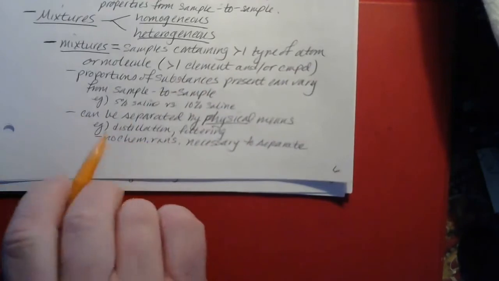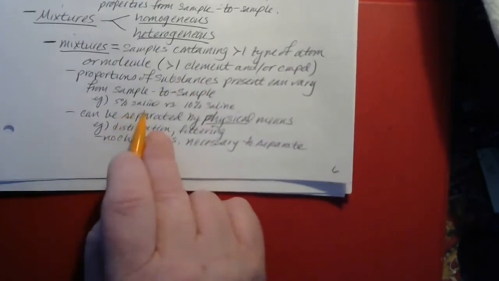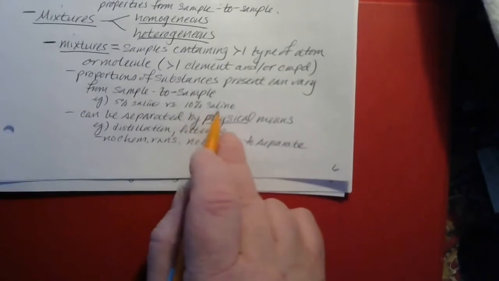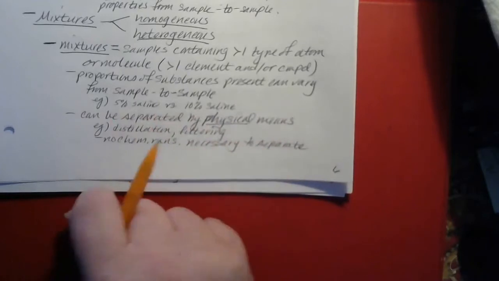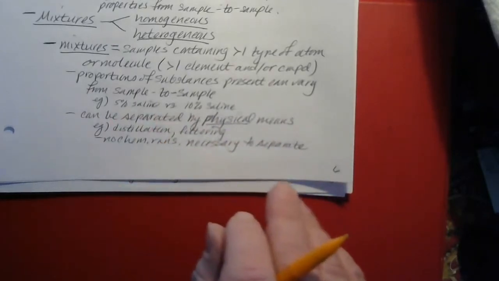The proportions of the substances present in a mixture can always vary from one sample of the mixture to another. So if you've got, say, salt water, which is a mixture of salt and water, and it's also commonly known as saline solution, you could have 5% saline solution, or you can have 10% saline solution. 10% saline solution is twice as salty as 5%. And you can have a bunch of other percentages also. So the amount of salt and the amount of water can vary from one sample to another.